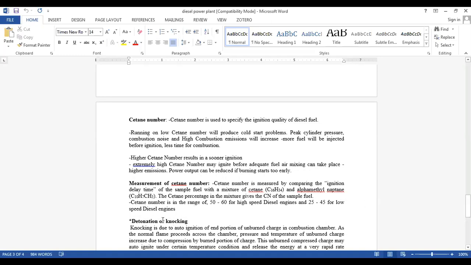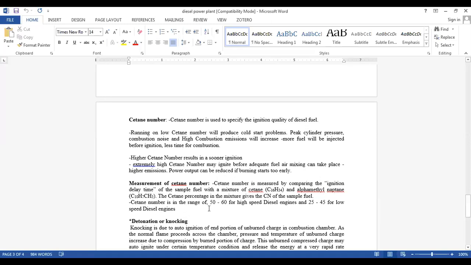This needs to be remembered. Also, this cetane number is measured by comparing the ignition delay time of the sample fuel, here diesel, with a mixture of cetane and alpha methyl naphthalene. Remember these terms, and the numbers given below are fine. We do not need to go into much detail on this. The sample fuel, diesel, is compared with the mixture of cetane and alpha methyl naphthalene.